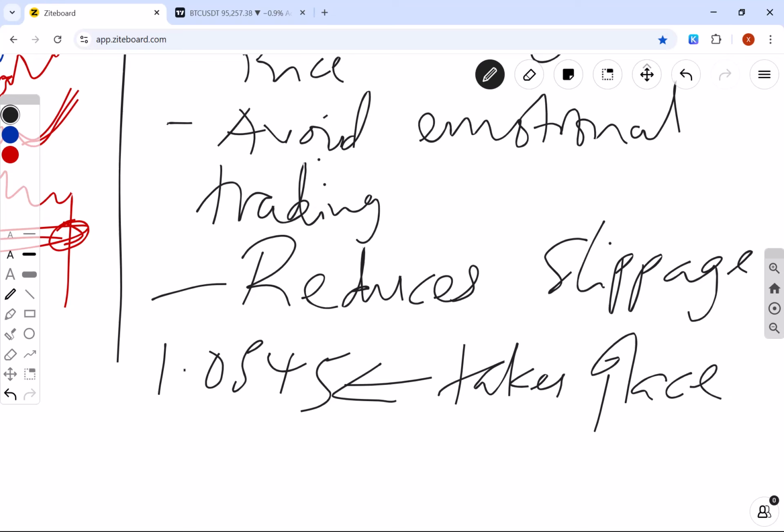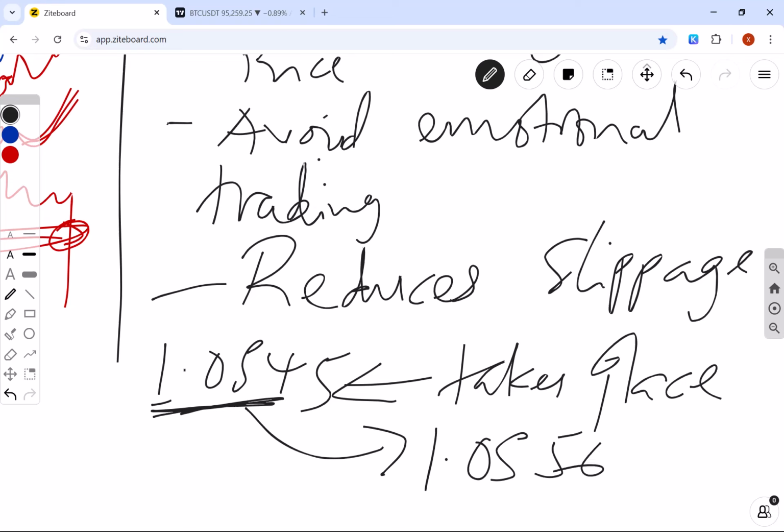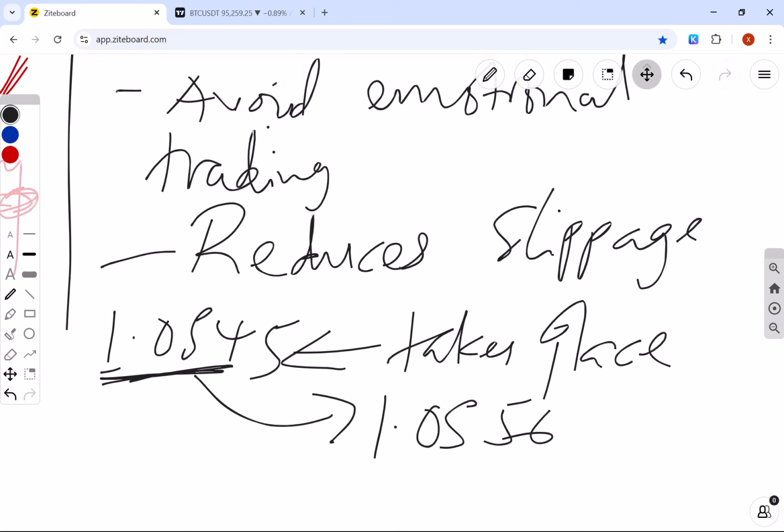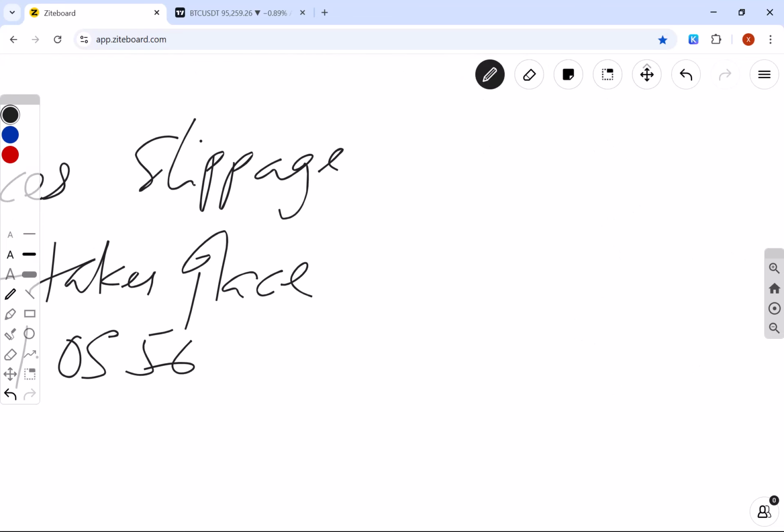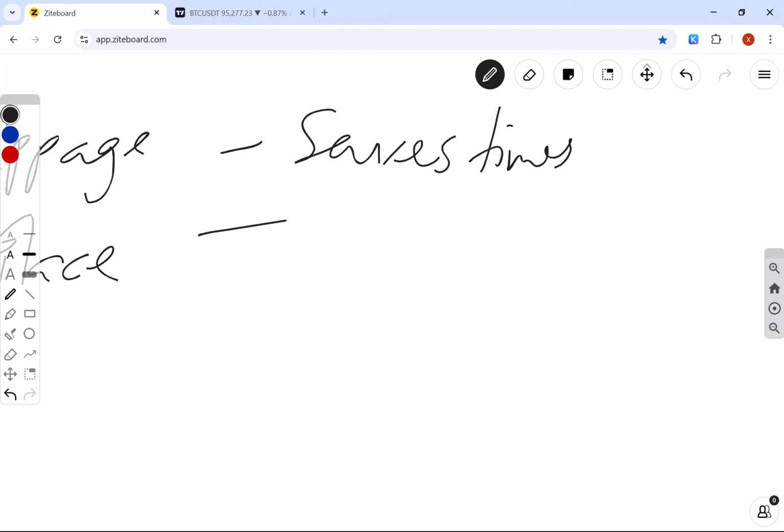But with market orders, you might want to buy here, but before you know it, price will go and execute at 1.0556. We call that slippage. So limit orders help us prevent that, and they also save time. All the time you would spend waiting for your order to get to your zone before you trigger is saved because everything is automatic.